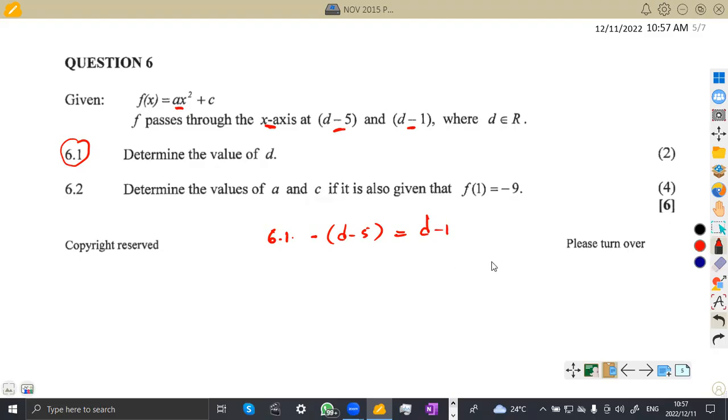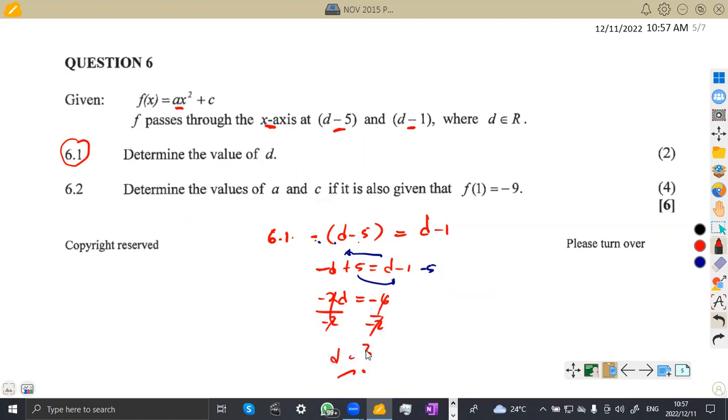All right, so let's solve for d. Expand the brackets: negative times d is negative d, negative times negative 5 is plus 5, which is equal to d minus 1. Collect the terms with d to one side of the equation, that's minus d minus d, which is minus 2d, equal to minus 1 minus 5, which is minus 6, divided by minus 2 on both sides. So d is equal to 3.